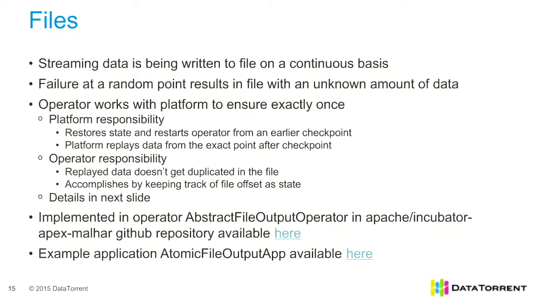This operator is actually implemented in a class called abstract file output operator, and it is in our Malhar library on the Malhar project on GitHub, and the links are there if you want to go look at the code. We also have a sample application, Atomic File Output app, that basically shows you how to use it in an application. So let's see what happens during a failure scenario with this file output operator.